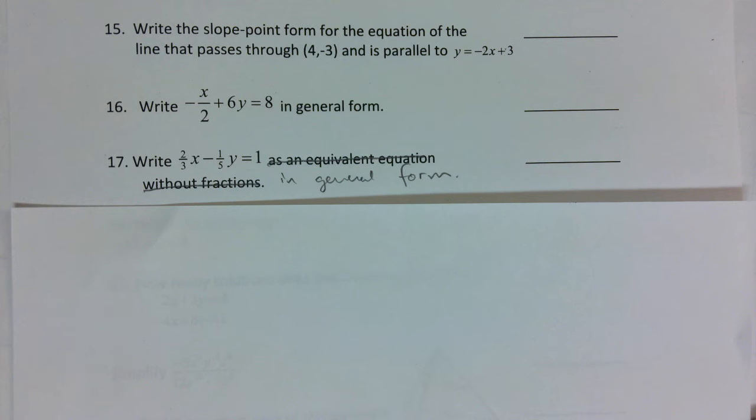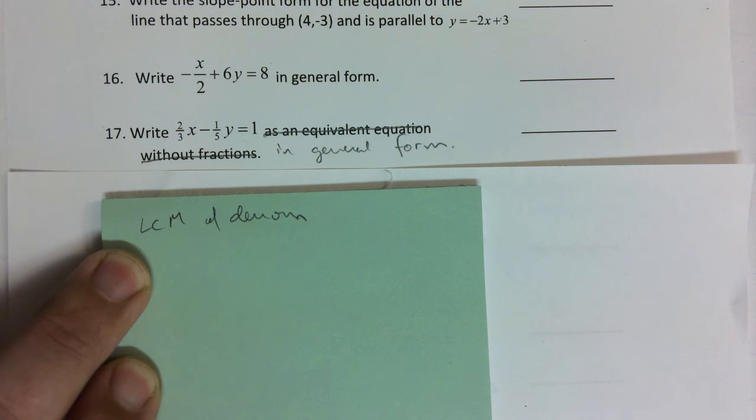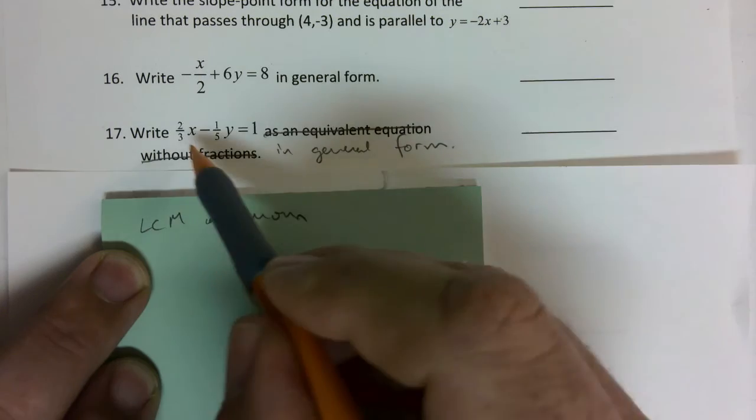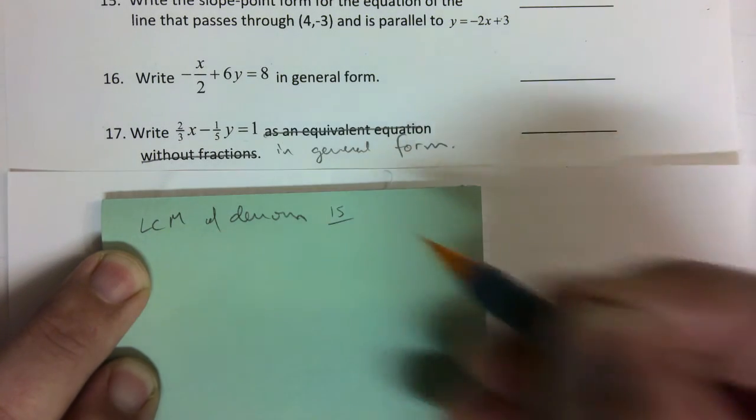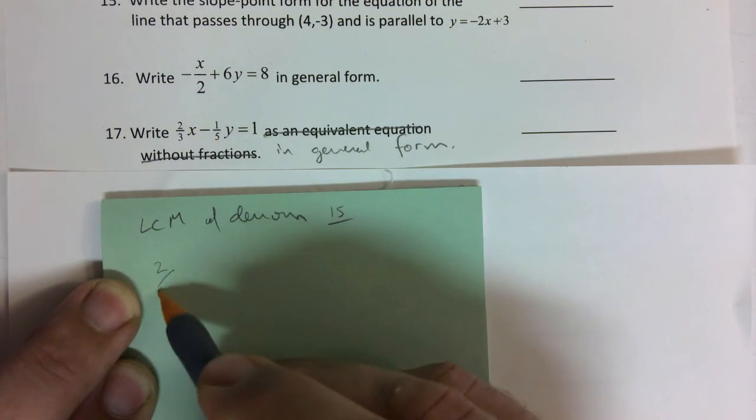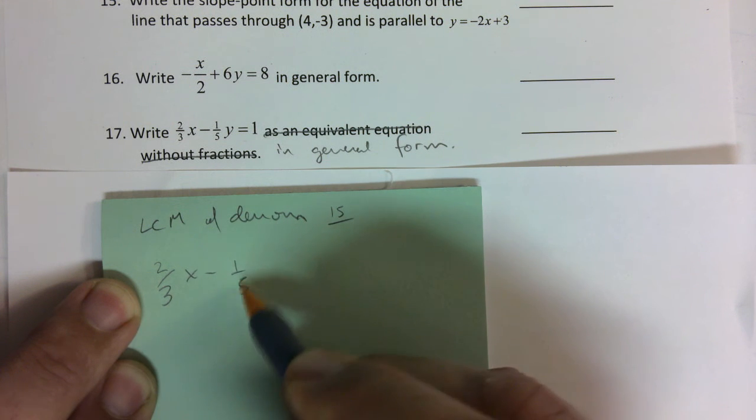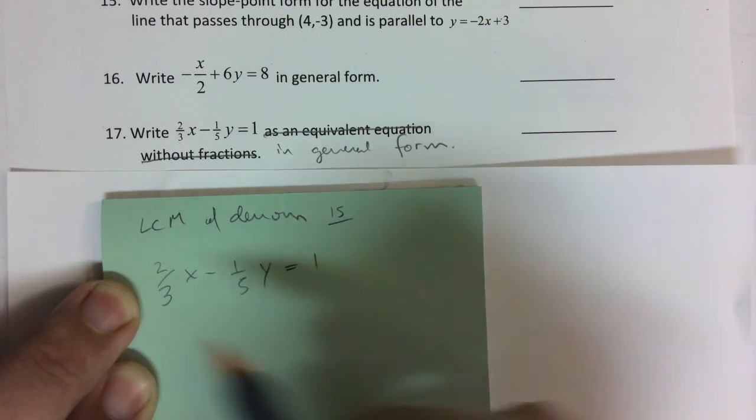This is what I just talked about a little while ago, seconds ago. So go ahead and try that. Let's see if we can ace this one. Okay, let's see how we do on this one. The LCM of the denominators would be, in this case, 3 and 5, that's 15, right? So I'm going to go 2/3 x minus 1/5 y is equal to 1.